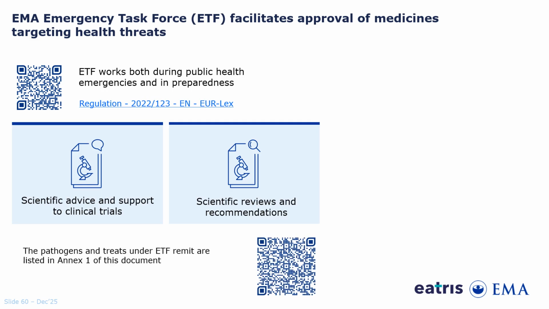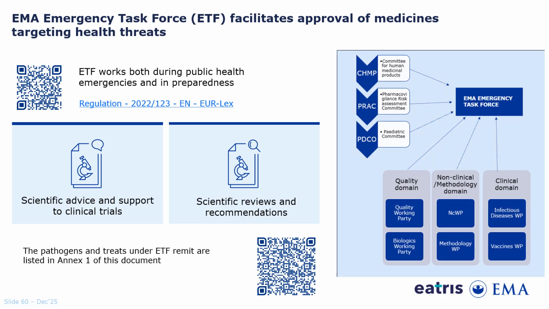In preparedness, the ETF works on specific viral pathogens in line with the WHO Research and Development Blueprint for viral families with pandemic or epidemic potential. It also works on all bacterial vaccines and treatments against antimicrobial resistance. Finally, it is responsible for preparedness against chemical, biological, radiological, and nuclear threats. The remit is defined in Annex 1 of the ETF work plan. The ETF is composed of experts on infectious diseases who are part of other committees and groups within EMA, as depicted in the right-hand part of the slide.